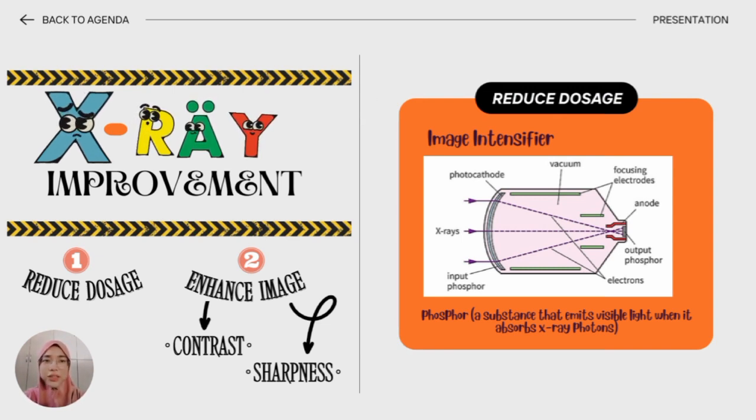Right now, I'm going to discuss with all of you about the improvement that can be done on X-ray, which is by reducing dosage and enhancing image sharpness and contrast. So the first one is reducing dosage. It is important to keep the dosage minimum because it can lead to growth of cancerous tissues. Before this, patients had to be exposed to long and intense doses of X-ray due to it being quickly absorbed by photographic films. But nowadays, radiographers use image intensifiers.